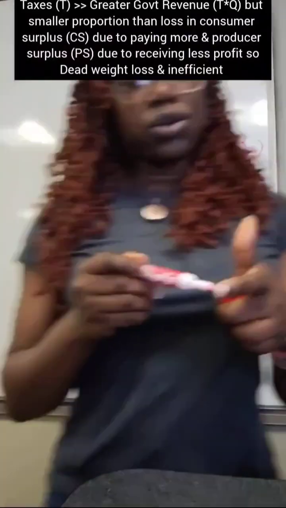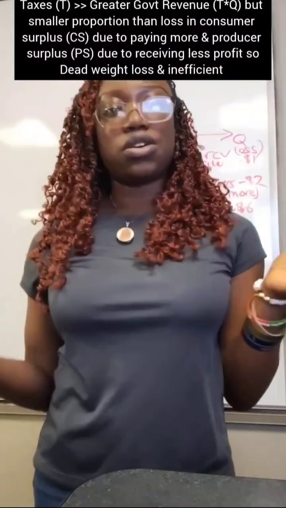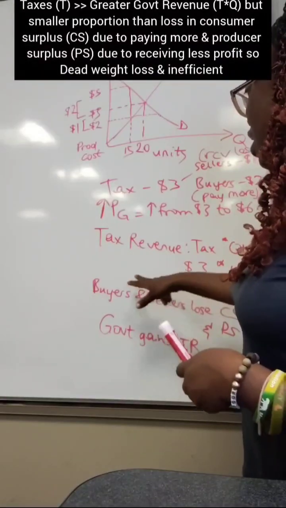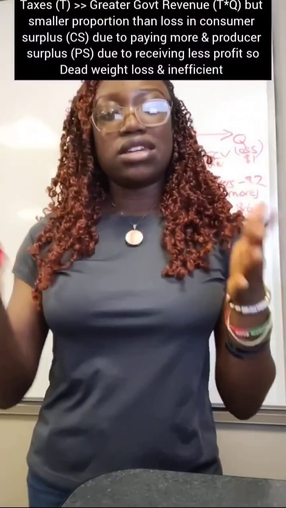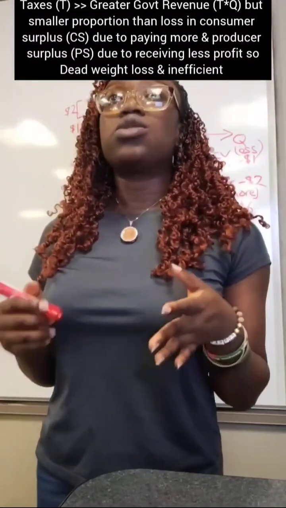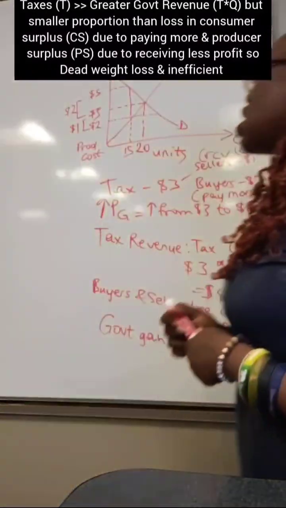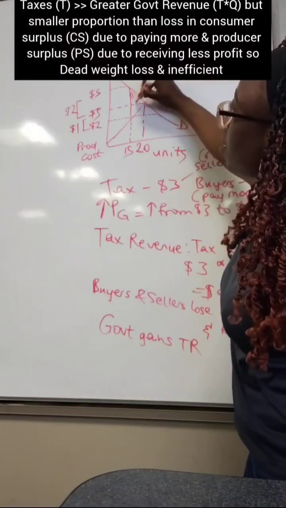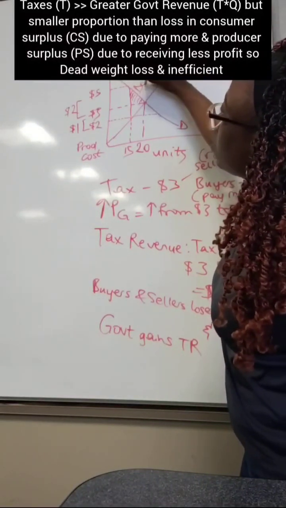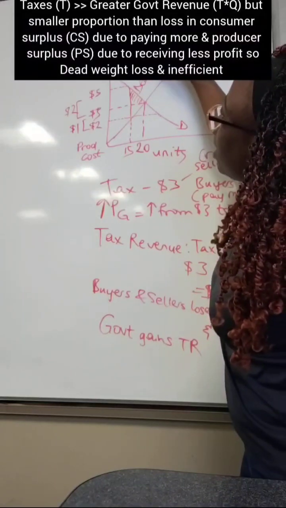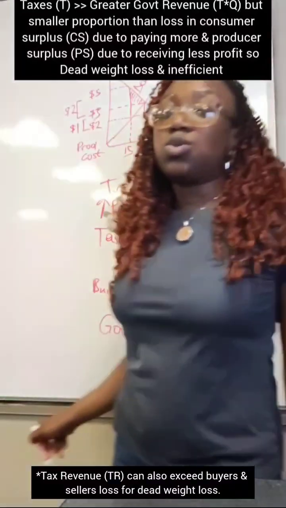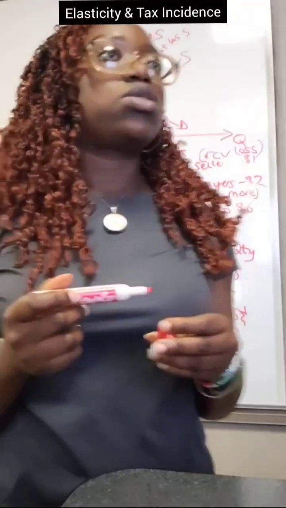Okay, so now the question is, which one outweighs the other? How much the government gains is actually going to be less than how much the buyers and the sellers lose. So the buyers and the sellers lose way more than the government gains, and you see this triangular spot here, that's what we call the deadweight loss. So the buyers and the sellers lose at the expense of the government, and that leads to inefficiency in the market. So that is how taxes distort the market.